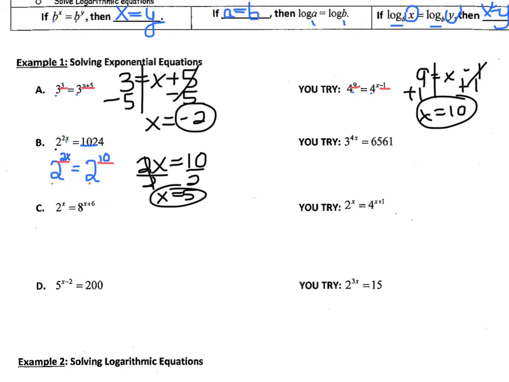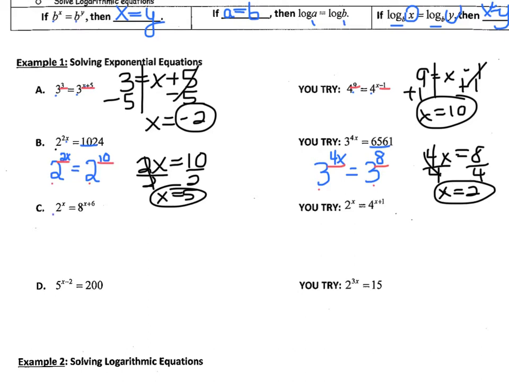You'll try to do the same thing on the next one. Since this one starts with a 3 to the 4x, we're going to try writing the 6561 with a base 3. So start doing 3 caret 2, 3 caret 3, and so on. And it turns out 3 caret 8 is the same thing as 6561. So now that those 3's match up, we can say 4x equals 8. And when you solve that equation by dividing both sides by 4, you get 2.